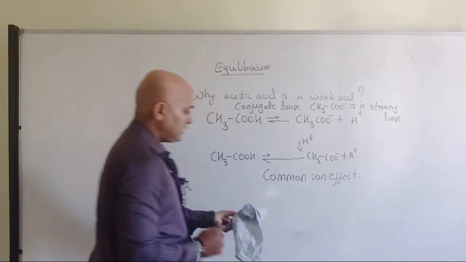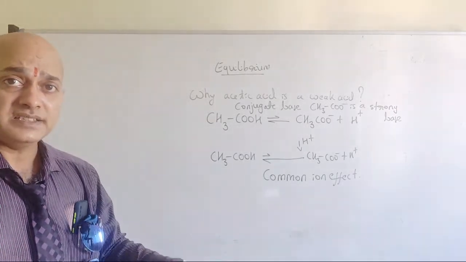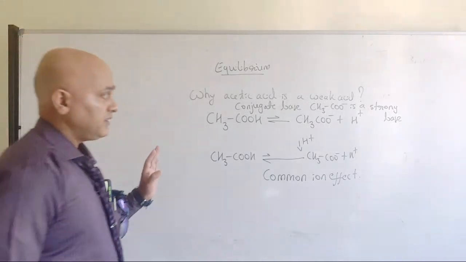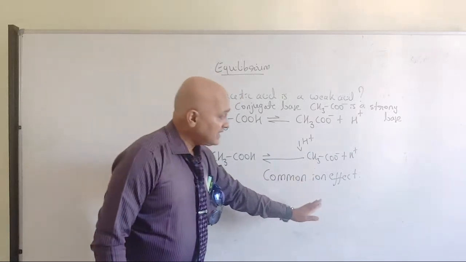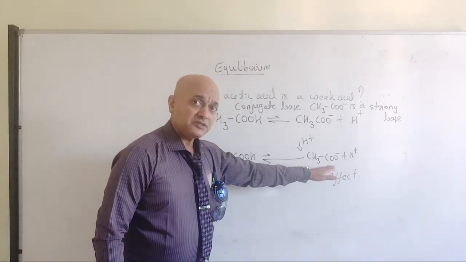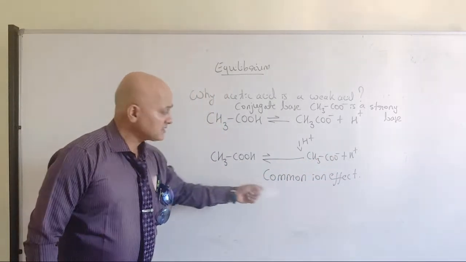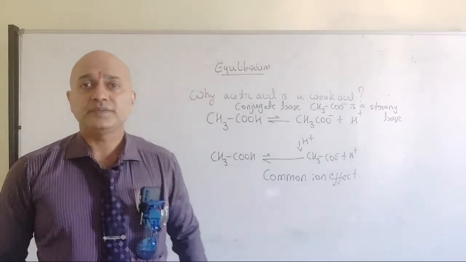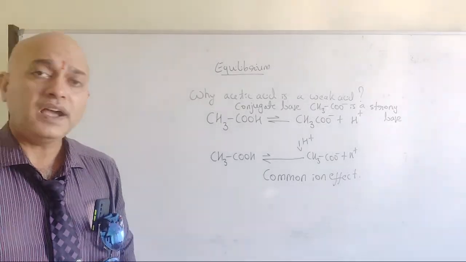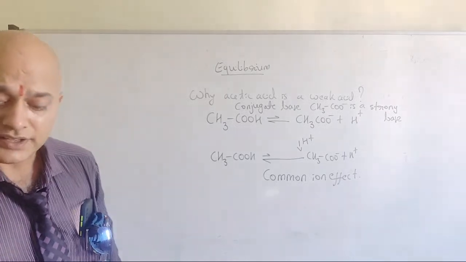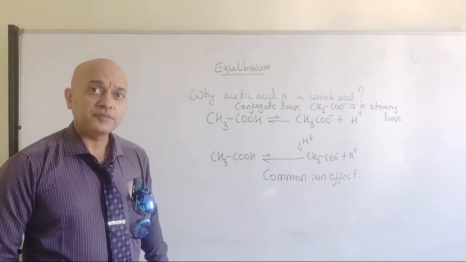So what do we mean by common ion effect? Common ion effect means adding ions which are already present in the solution. That means acetate and H plus were already present in the solution. By adding extra ions which are already present, the reaction will be shifted towards the other direction. That is called the common ion effect. Fine? All of you have understood? Any doubts related to common ion effect?